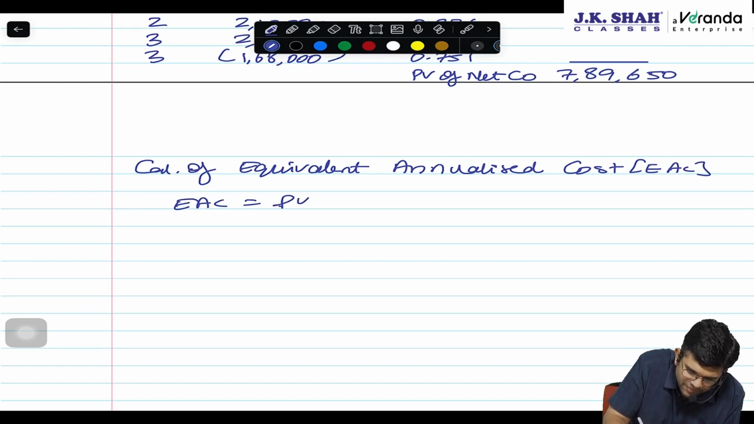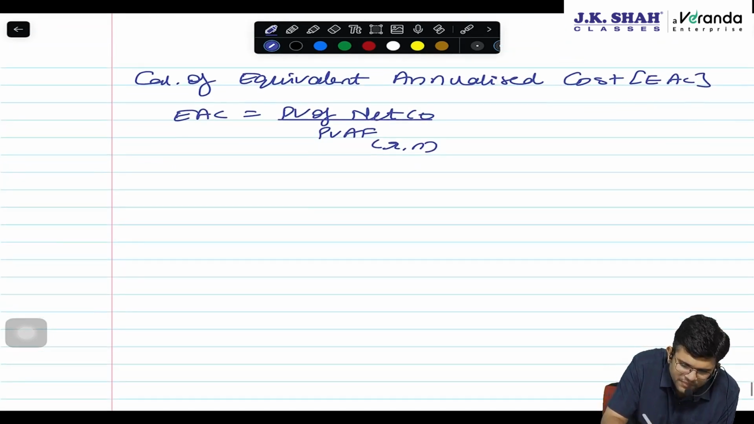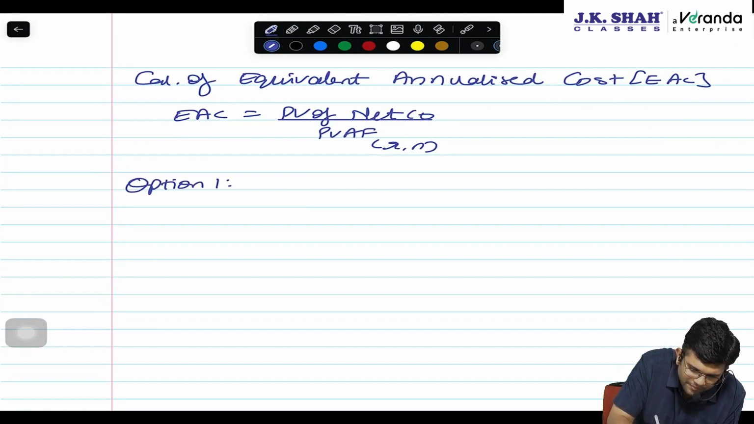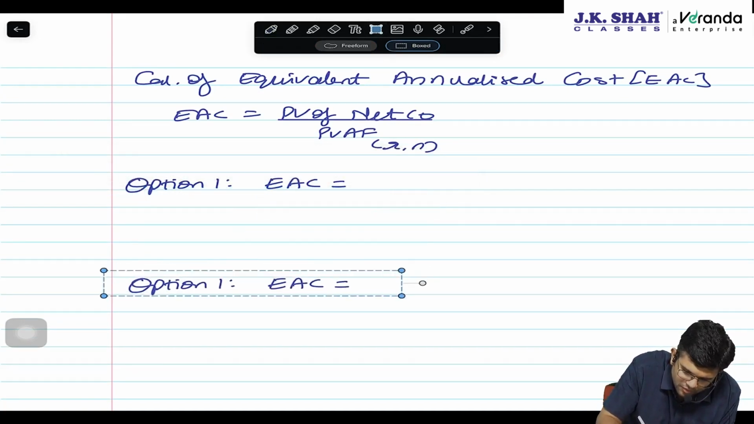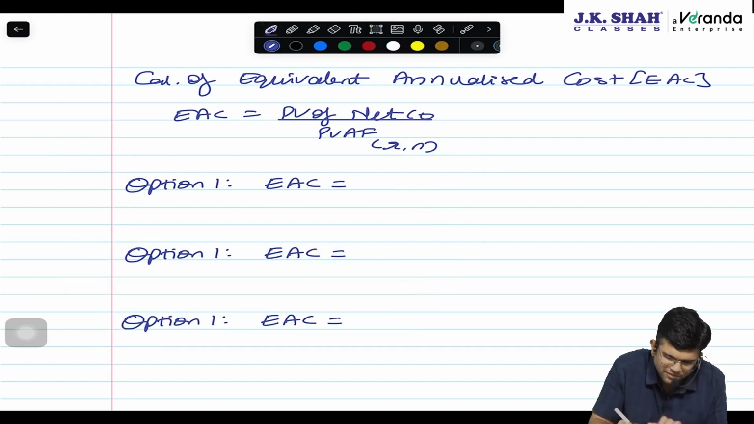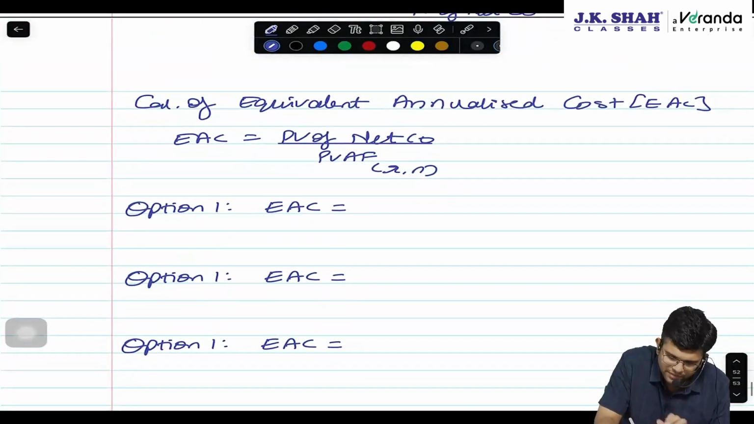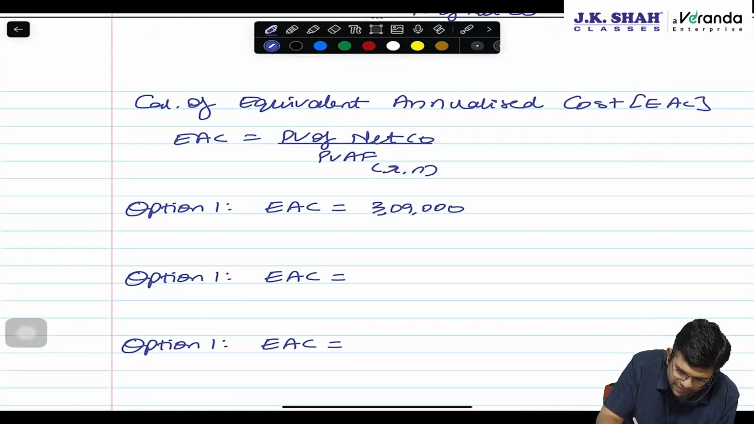EAC will be present value of net cash outflows divided by PVAF R, N. Okay, option 1. EAC will be, students, now just 1 minute, option 2 and option 3. Okay, option 1 EAC: 309,100 divided by PVAF of 10% 1 year.